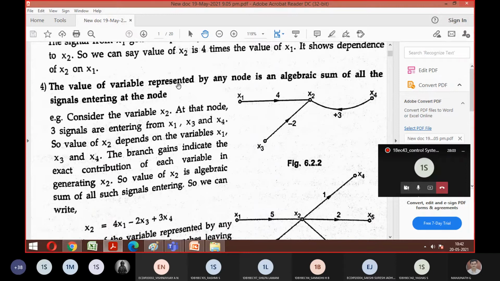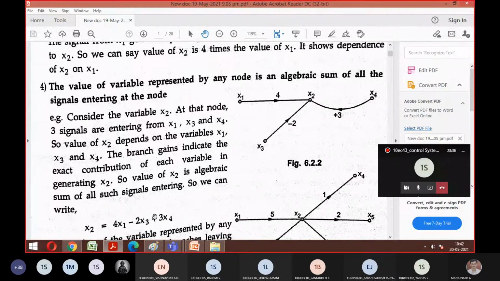The property number 4: the value of the variable represented by any node. It may be any node; in this example, we have chosen x2. Since all are entering it, this is like entering current equal to leaving current. So x2 is equal to the sum of all the remaining three: 4x1 minus 2x3, because the value of the gain is minus, then plus x4. Is it fine, guys? Yes, sir. Okay, good.